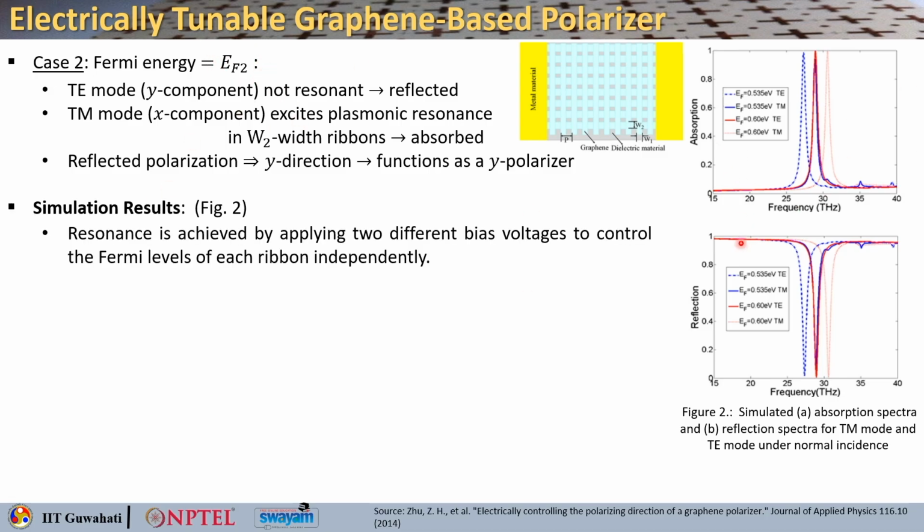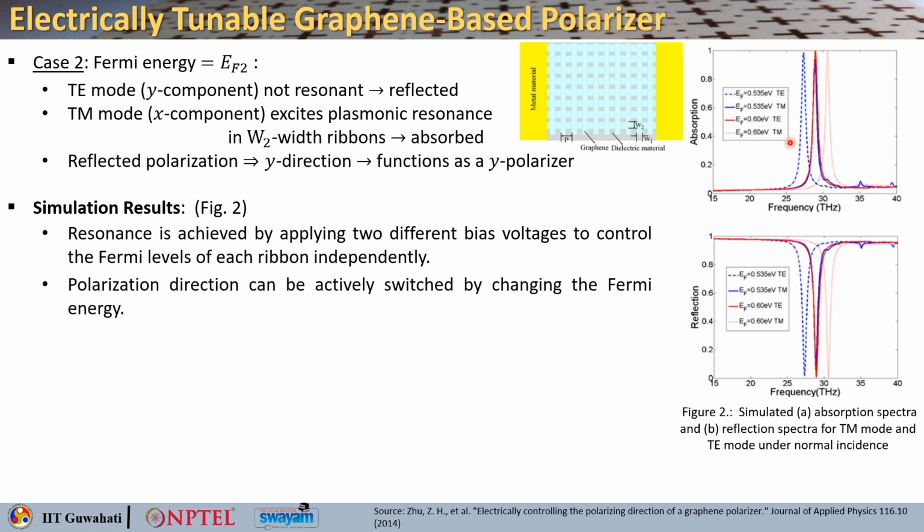The simulation results also confirm the same. Here you see the absorption spectrum, and here you see the corresponding reflection spectrum. You can see the absorption is achieved. These are two different bias voltages and the corresponding polarization modes, which are shown.